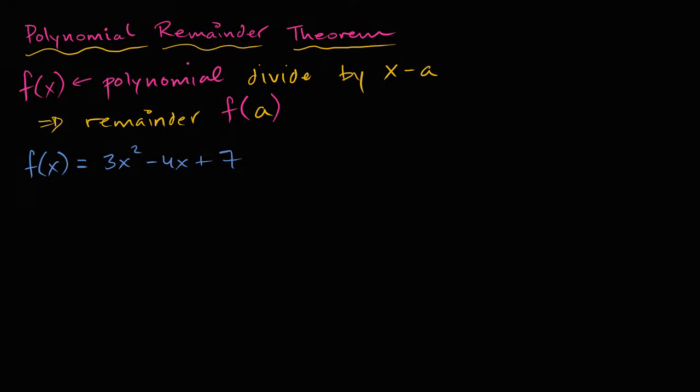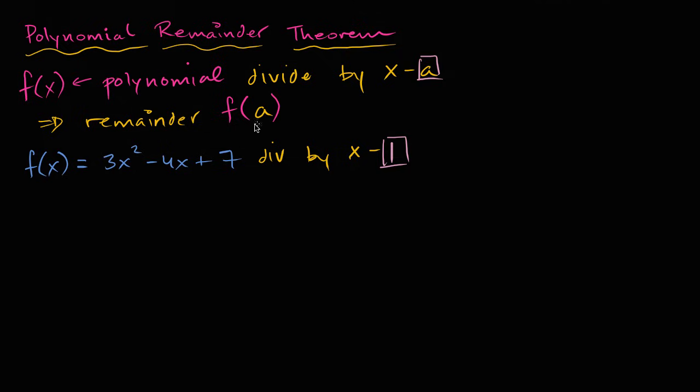So we're going to divide by x minus 1. So a, in this case, is equal to 1. So let's just do the polynomial long division. And I encourage you to pause the video. And if you're unfamiliar with polynomial long division, I encourage you to watch that before watching this video, because I will assume you know how to do polynomial long division. So divide 3x squared minus 4x plus 7 by x minus 1. See what you get as your remainder, and see if that remainder really is f of 1.